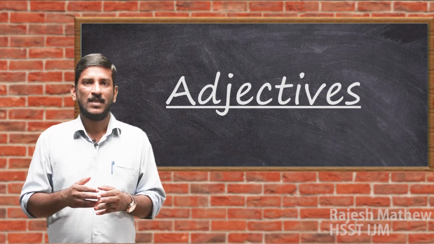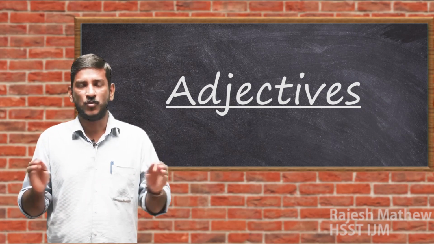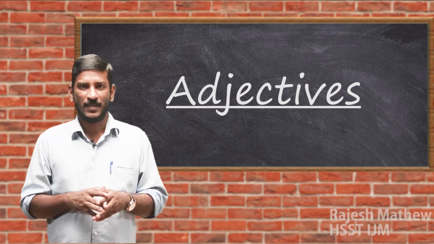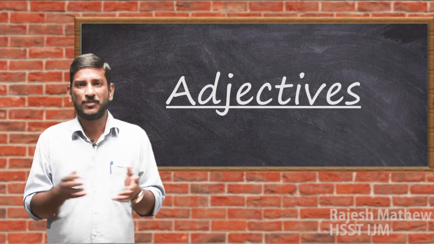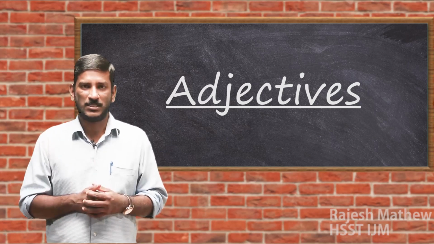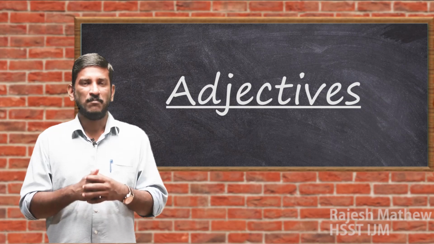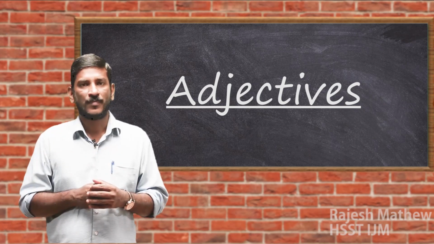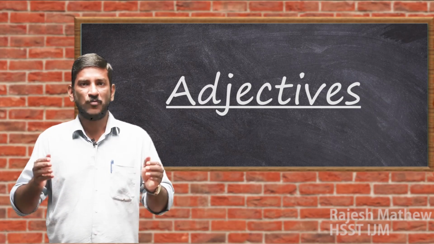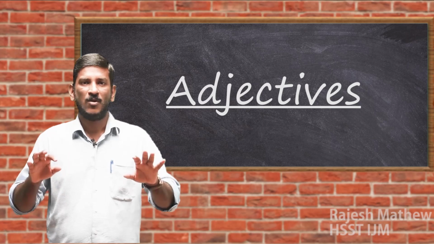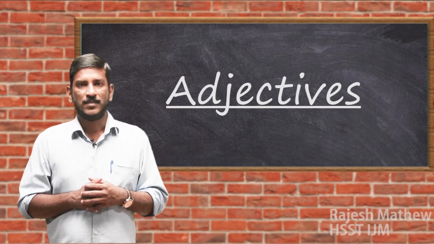You know that adjectives are broadly classified into two: attributive adjectives and predicative adjectives. And apart from these broad classifications, there are 8 other types of adjectives. I believe that now you are in a position to identify various adjectives in a passage and classify or categorize them.